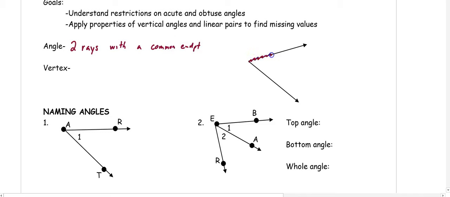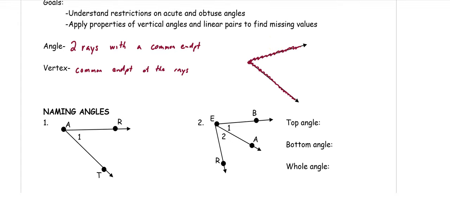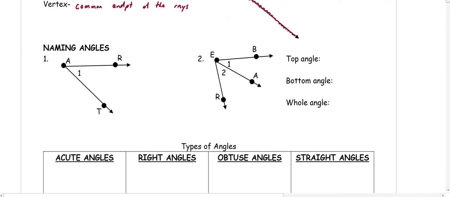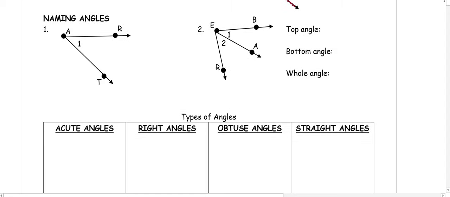So we have one ray right here, and we have another ray going somewhere else, and our common endpoint is this vertex. So our vertex is the common endpoint of the rays. So let's work on naming angles. Make sure when you name an angle that you are naming your angle based on the vertex.